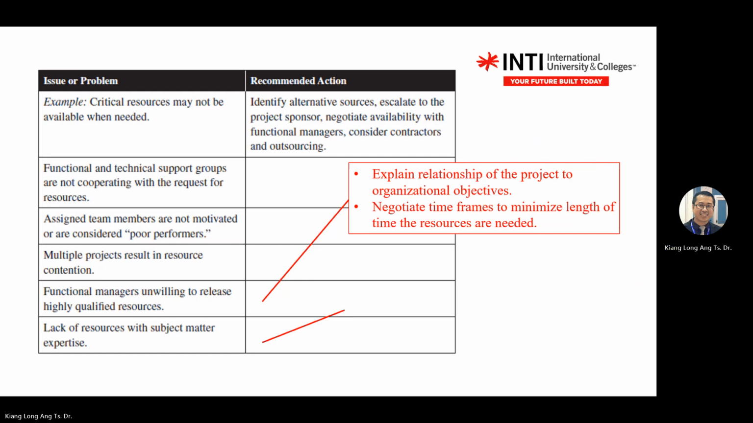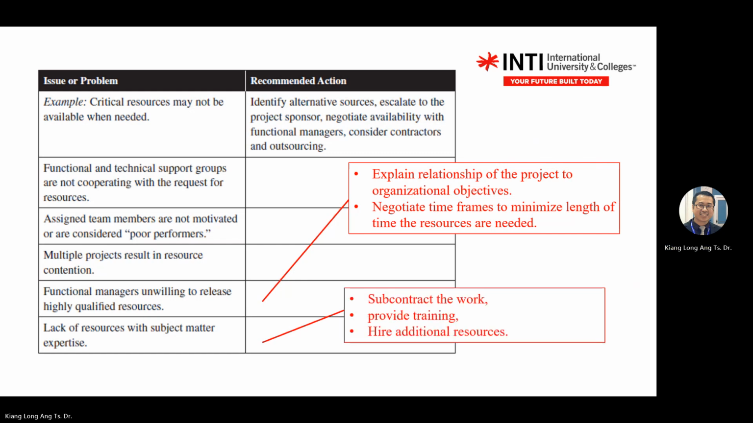All right, so what do you do? You find vendors, you subcontract it, you provide trainings. Why training? Because you don't have enough experts. When you don't have enough experts, you provide trainings. And you hire additional resources, you get more people. Okay, there are three solutions there.